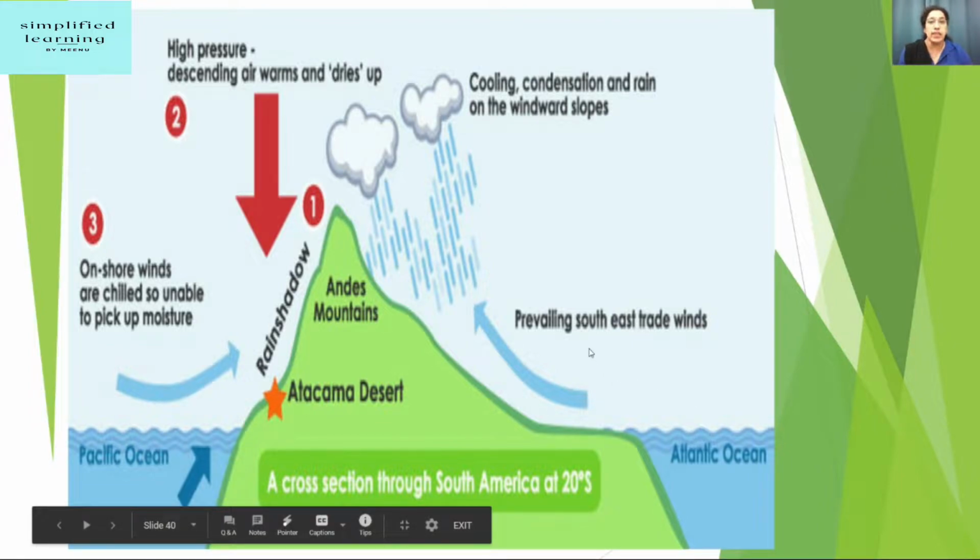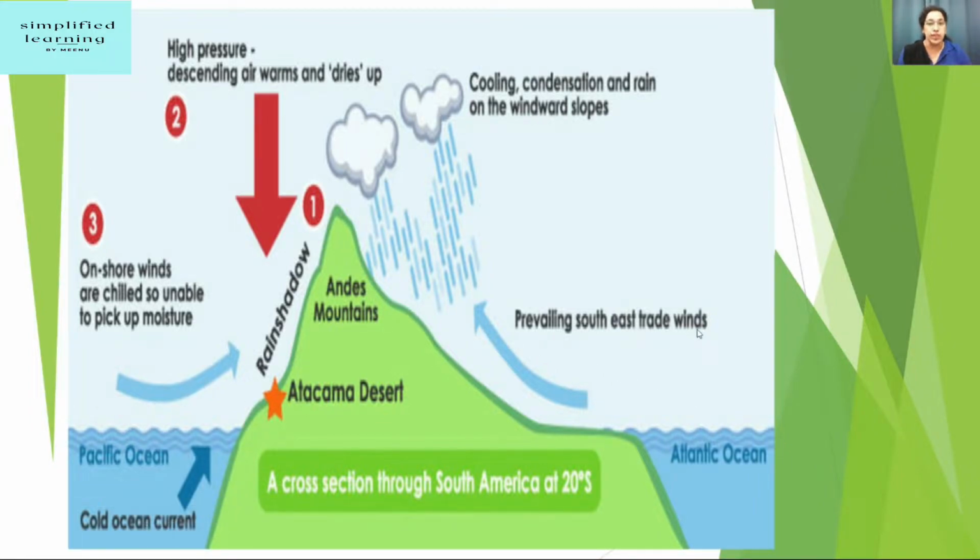So you can see here southeast trade winds. Yes, prevailing southeast trade winds coming from the Atlantic Ocean. What are these winds? These are monsoon winds. They bring the moisture from the Atlantic Ocean and they are responsible for the rainfall. So because of the presence of the Andes mountain, these winds move upward. Yes. So what happens? Temperature is less there.